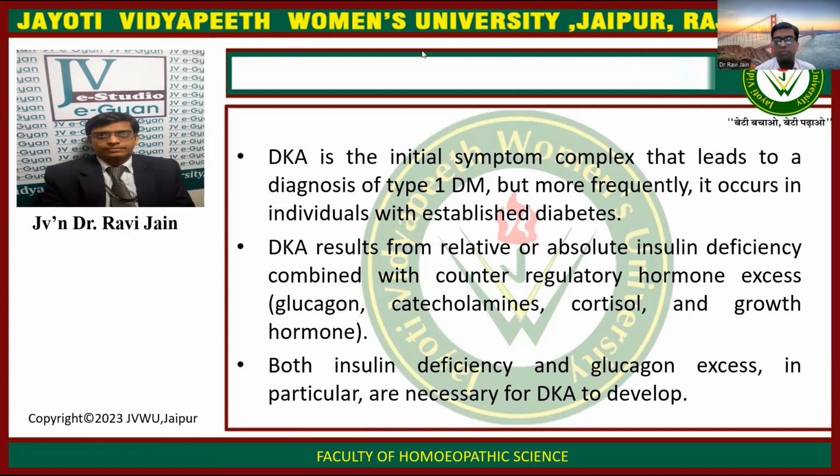So either there is relative insulin deficiency, that is, a person is taking less insulin than required, or absolute insulin deficiency, or a combination of the two, with counter-regulatory hormone excess, those hormones responsible for increasing the glucose level in the body, like glucagon, catecholamines, cortisol, and growth hormone. Both insulin deficiency and glucagon excess in particular are necessary to develop diabetic ketoacidosis. So both reduced insulin and increased glucagon are responsible for its development.